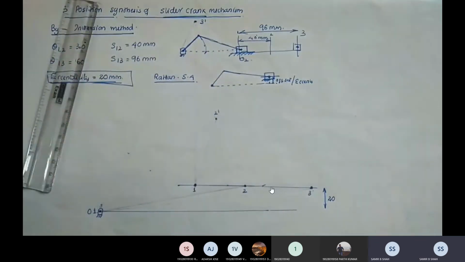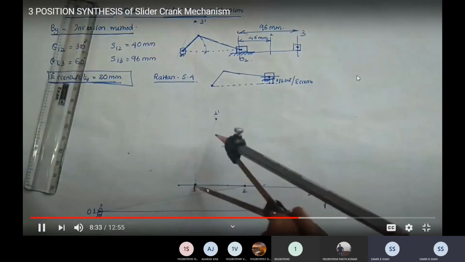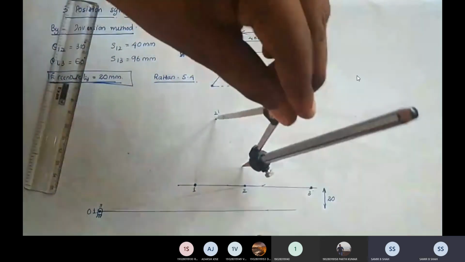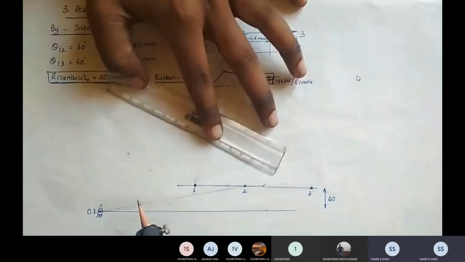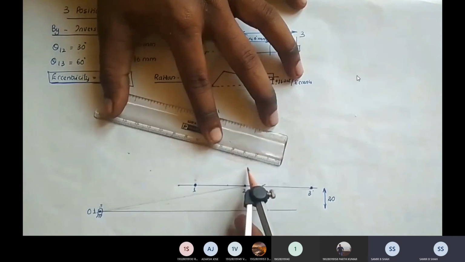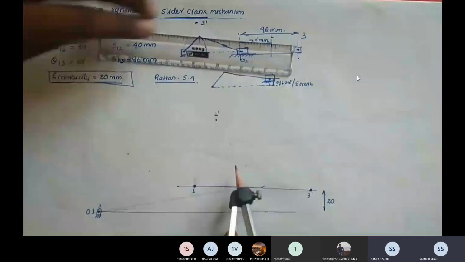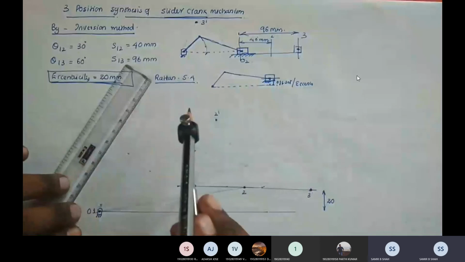Now I'm going to draw the perpendicular bisectors for the 1 and 2 line, and similarly for the 1 and 3 line, hence I get two perpendicular bisectors. This is the perpendicular bisector for the 1 and 2 line. Similarly, I need to draw another perpendicular bisector for 1 and 3.